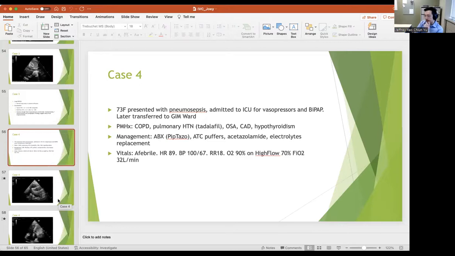I've also seen scenarios where some people have used the IVC as an endpoint for diuresis, which for this case, once again, probably would not be a good idea. I think ongoing diuresis would be quite important to try to offload that RV even further.